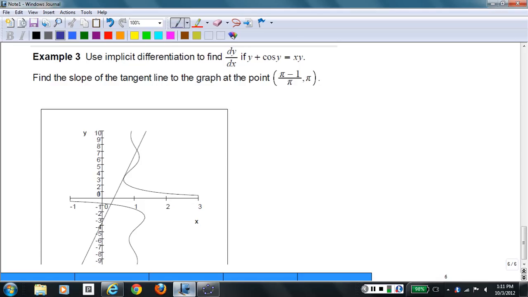sketch a graph for this, either using the graphing calculator or I've done one with GeoGebra. But in either case, we can come up with an expression for dy/dx in terms of x and y. So here goes. d/dx of y plus cosine y equals d/dx of xy. Differentiate both sides with respect to x. That's how it starts.